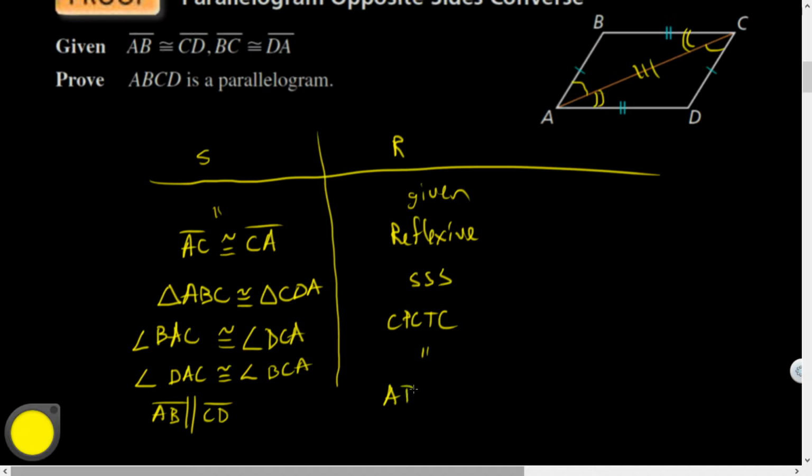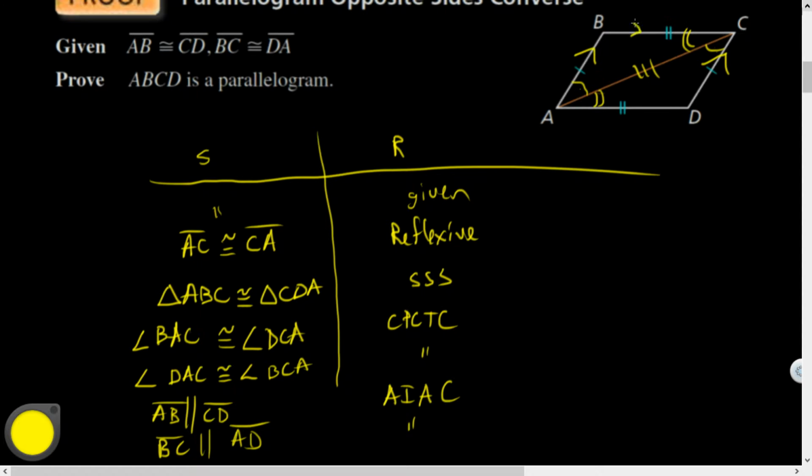Yeah, alternate interior angles converse. All right, these two angles are alternate interior angles to each other with respect to these cut by the transversal diagonal that we drew. And since they are congruent then by the converse, I can say that these are now parallel. That's one pair of parallel sides. And then for very similar reasons, I could say BC is parallel to AD.